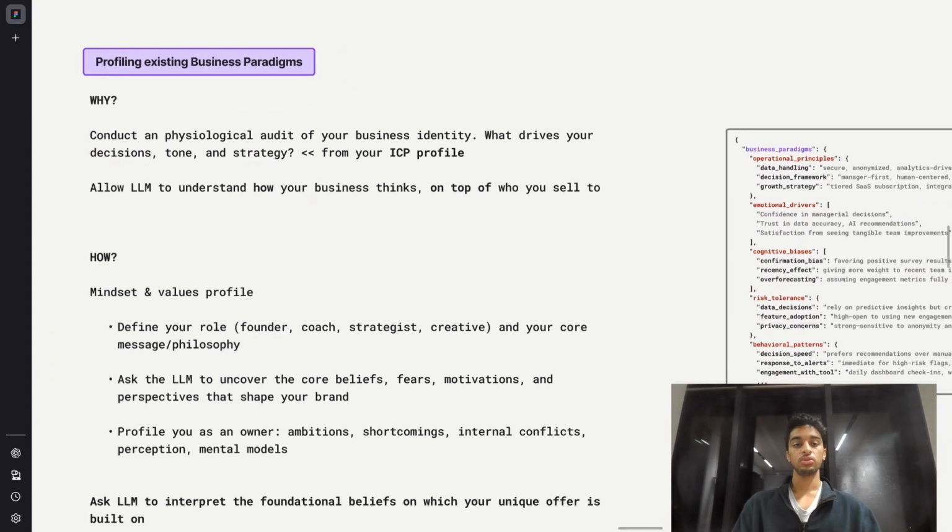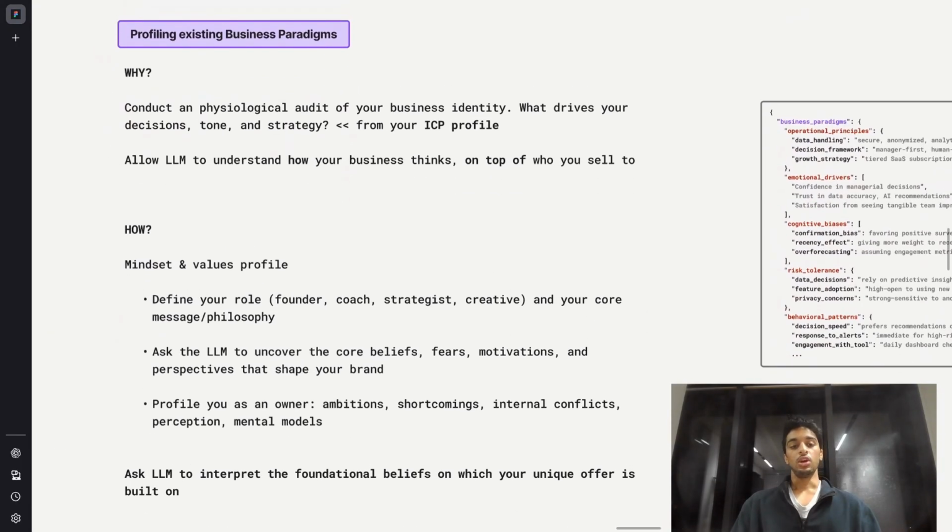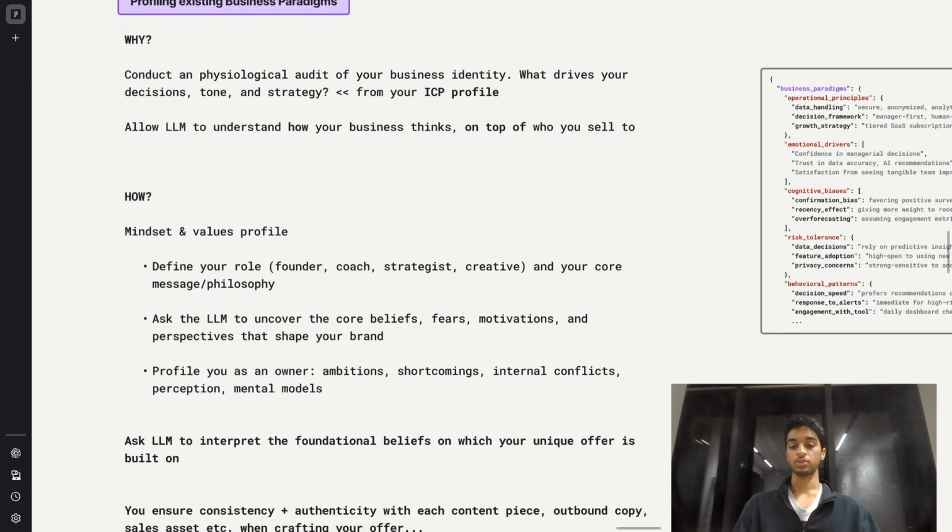Okay, next we move on to profiling business paradigms. We want to not only look at who it is that you're selling to, but you also want to look inwards, as in create a psychological audit of your business identity. So the ICP profile is who do you sell to? And this business paradigm will show you how you can actually do that or how you can do that better. So this will allow the AI to understand how you think as a business owner on top of who you sell to. So you can do this by defining if you are a coach, a consultant, strategist, whatever service it is that you offer.